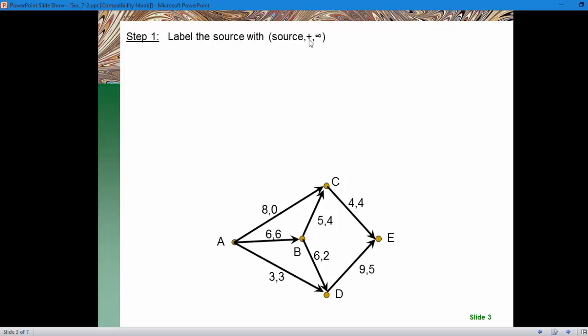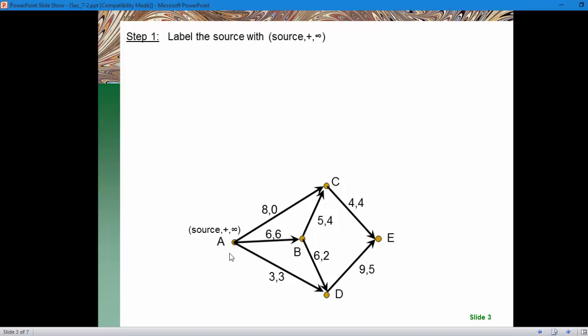The second entry of the label is the plus sign, meaning that we are able to increase the flow. At the source, there is no limitation. We can increase by any number we want. However, the limitation will come as we go out of the source, going through the arcs, because the arcs have capacities and they're limited. But at the source we put the plus sign, and infinity means that at the source I can increase by any amount.